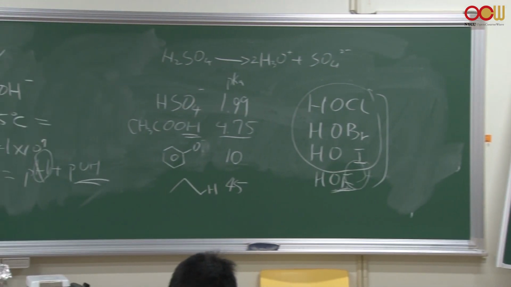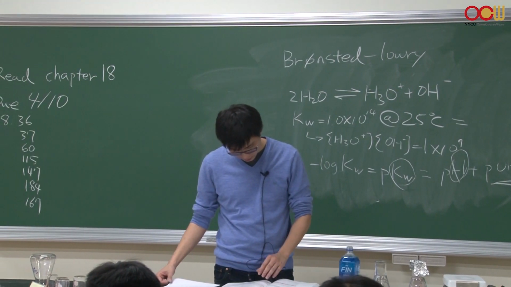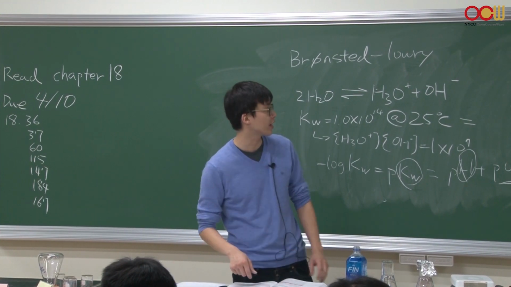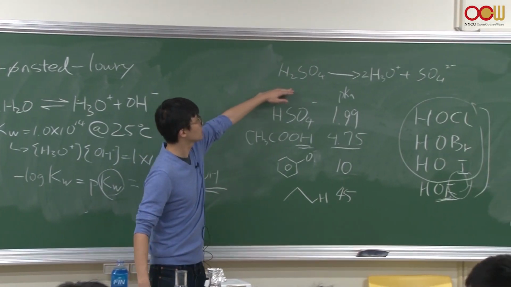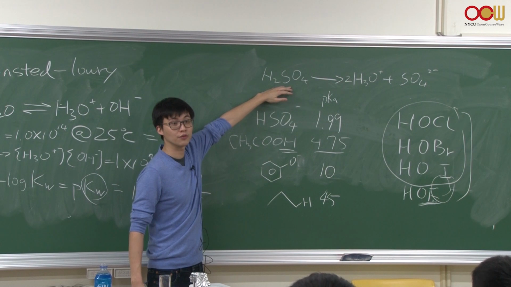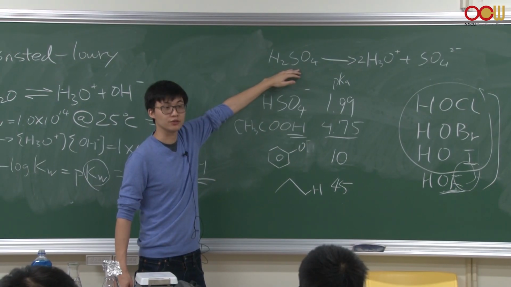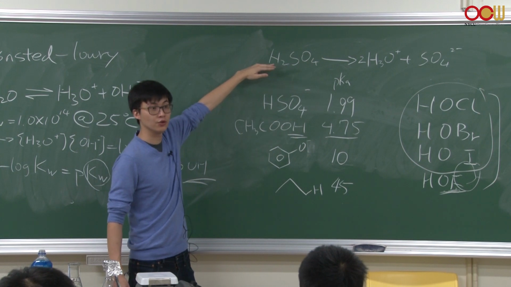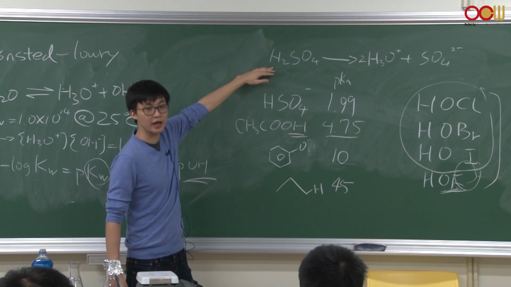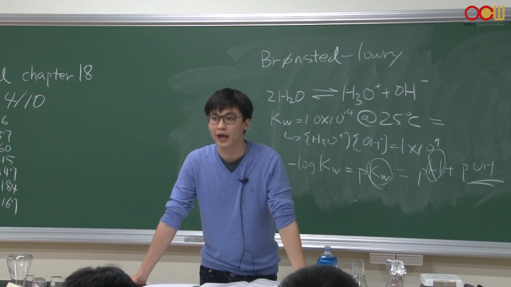So next, before we go into buffer, we're going to look at polyprotic acid. This is called a polyprotic acid, okay? It has two Ka values, Ka1 and Ka2. That describes how easy it is to lose the first hydrogen and how easy it is to lose the second hydrogen.